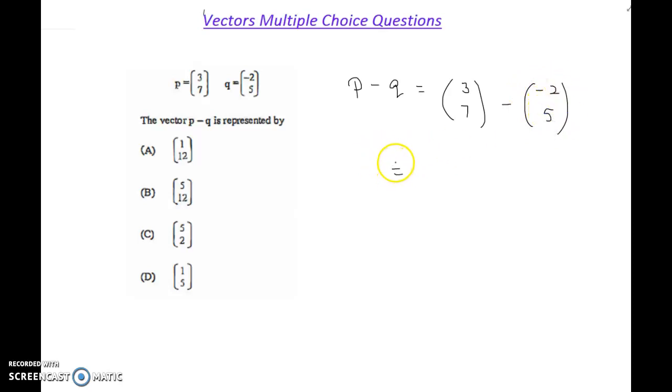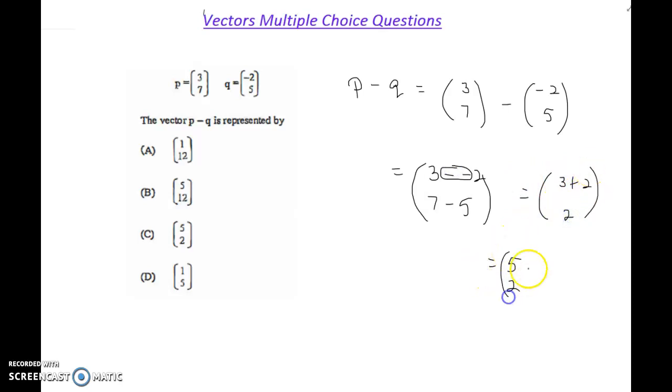And then we go ahead and take away. So this will be 3 take away negative 2, and then 7 take away 5. Remember, 2 negatives will give me a positive, right? So I'm really going to get 3 plus 2, and then 7 take away 5 is 2. So that's 5, 2, and my answer is C. So you see how easy this one was? Just to note, they gave you the two vectors and you just go ahead and subtract.